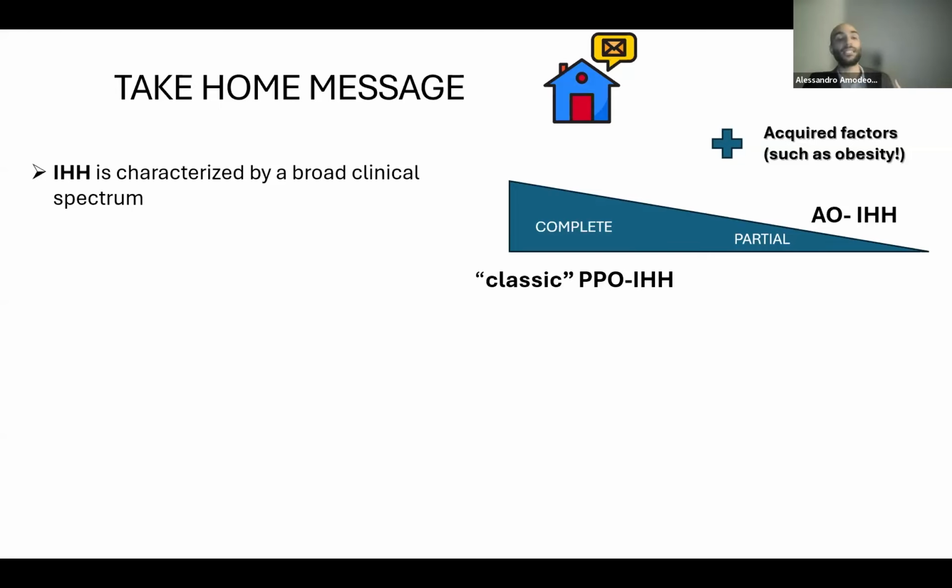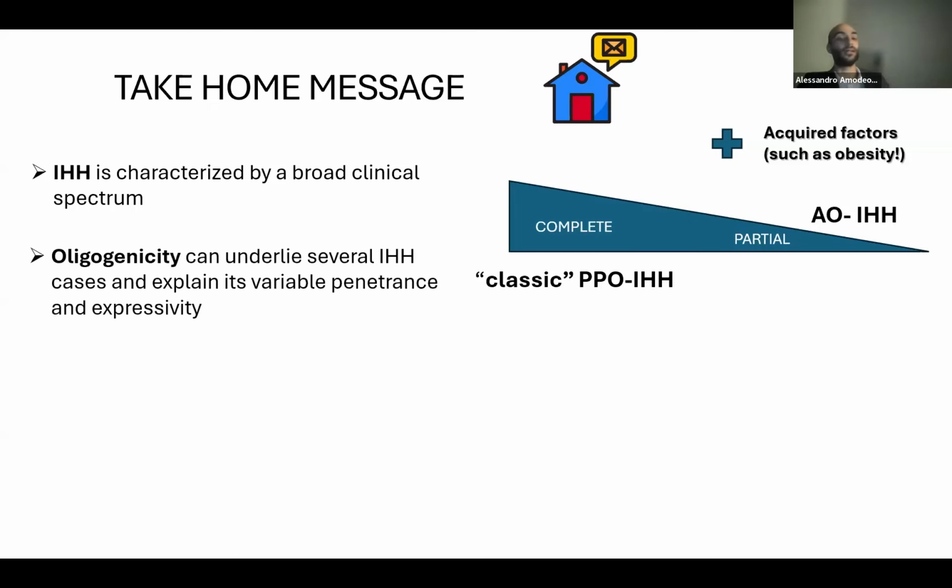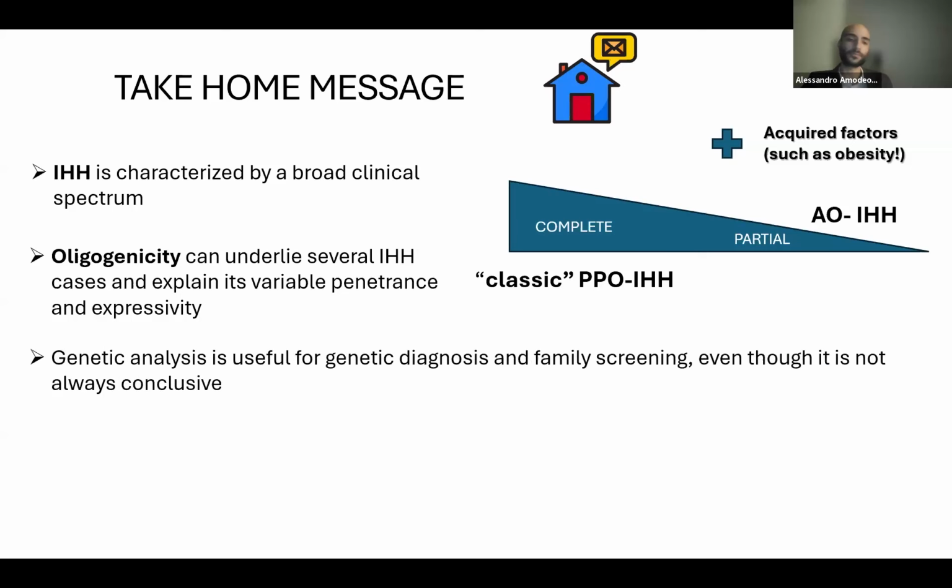So genetics is a sort of predisposition which works in concert with acquired factors. Oligogenicity can underlie several isolated hypogonadotropic hypogonadism cases and partially explain its variable penetrance and expressivity. Genetic analysis is useful for genetic diagnosis and family screening, even though it is not always conclusive.